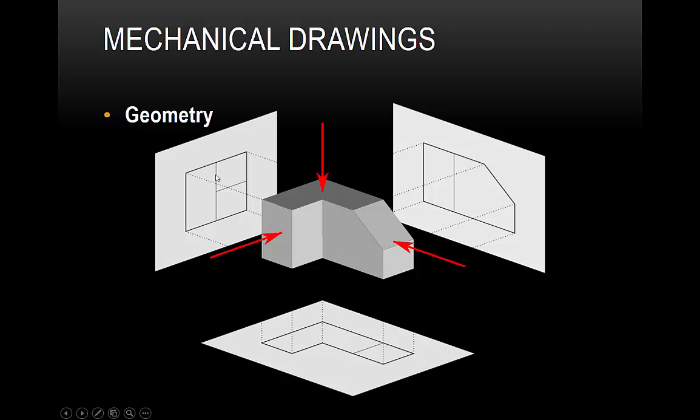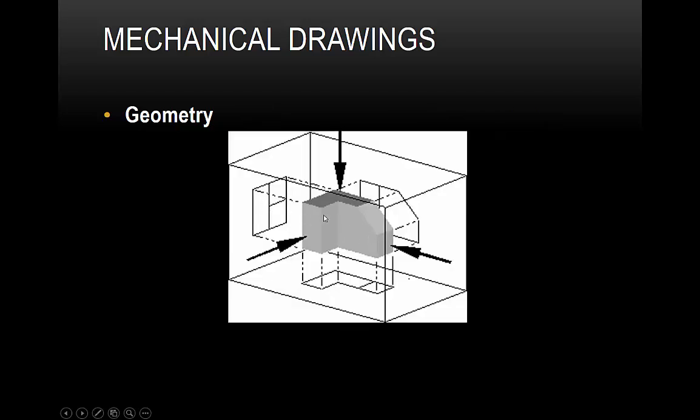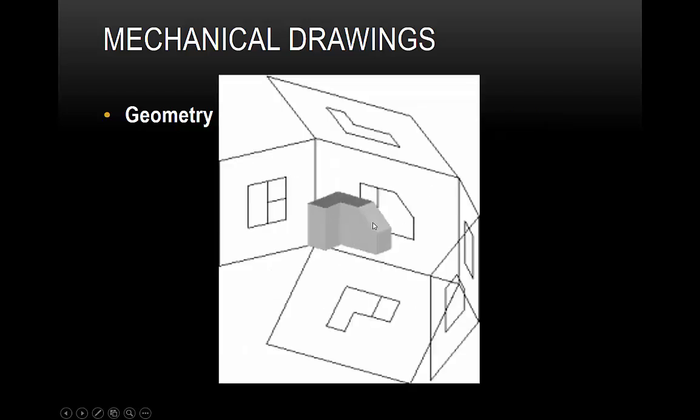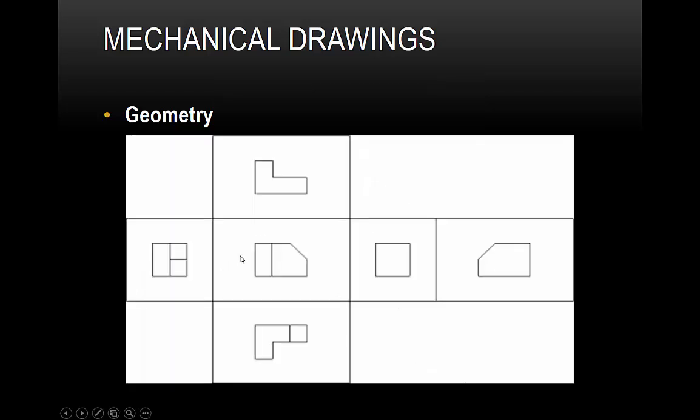Same for the front view and the side view. And you can see by combining these three views, we can actually represent the entire object. So we just kind of open up the box that would be a projection around it, and this constitutes the mechanical drawing.